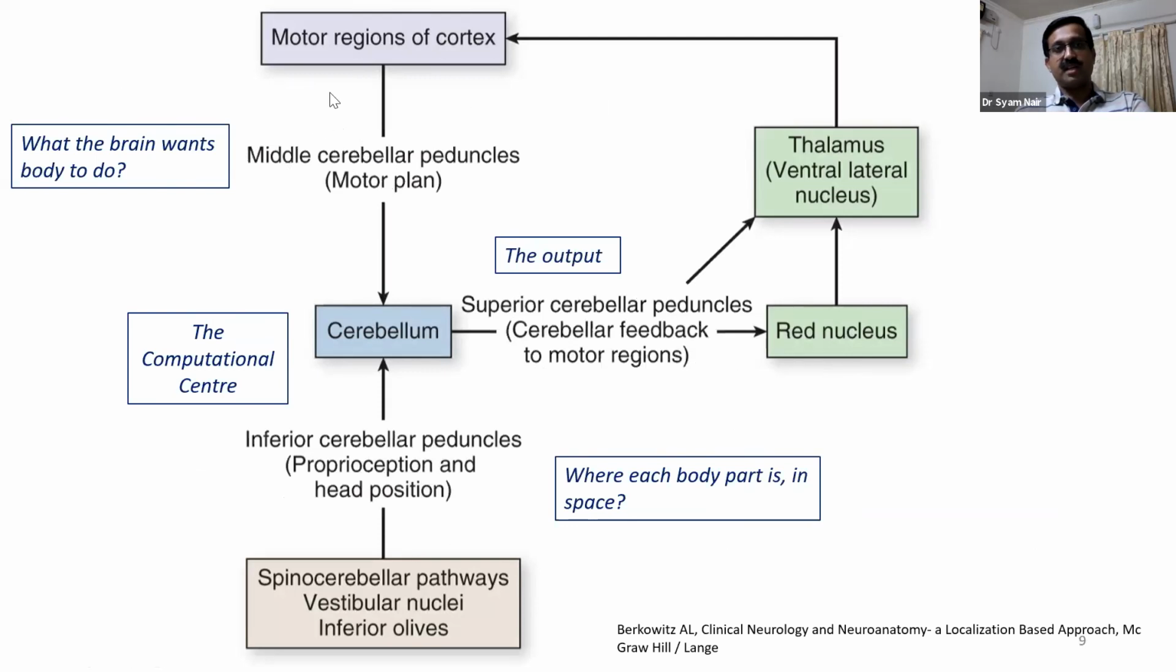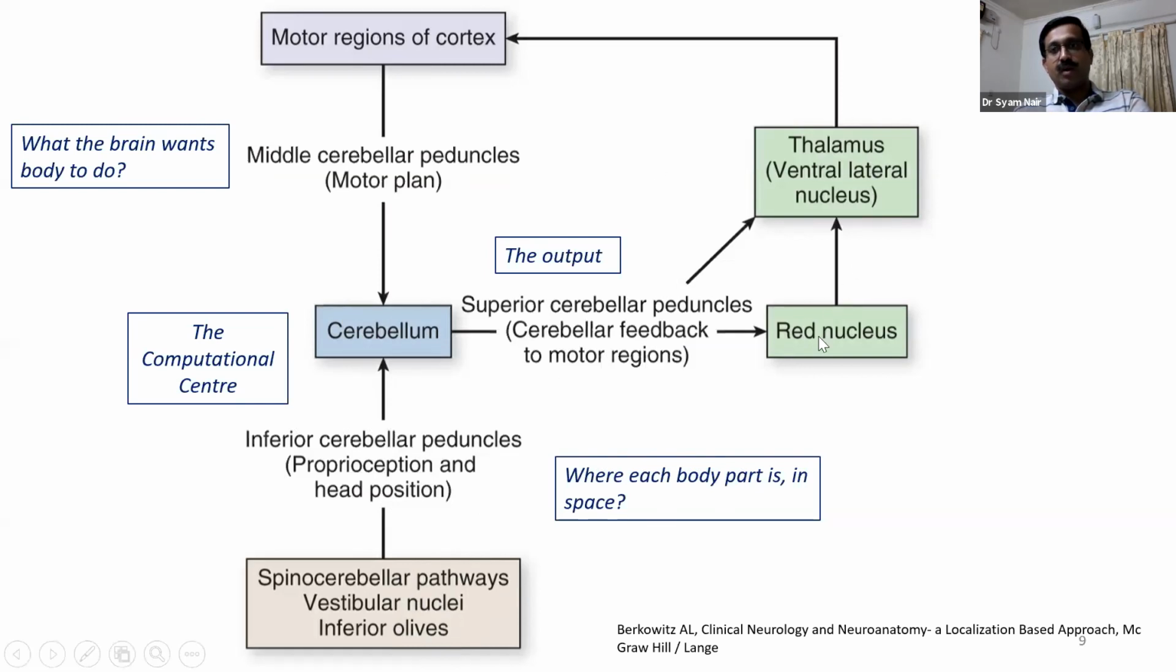Motor commands which are generated in the cerebral cortex, a copy of it is passed on to the cerebellum through the middle cerebellar peduncle. And through the inferior cerebellar peduncle, through proprioceptive and vestibular information, the information on where each body part is in space reaches the cerebellum. That is through the spinocerebellar pathways, vestibular nuclei, and olivocerebellar pathways. The cerebellum itself is the computational center, and the output to the motor cortex is channeled through the superior cerebellar peduncles, through the thalamus to the cortex.